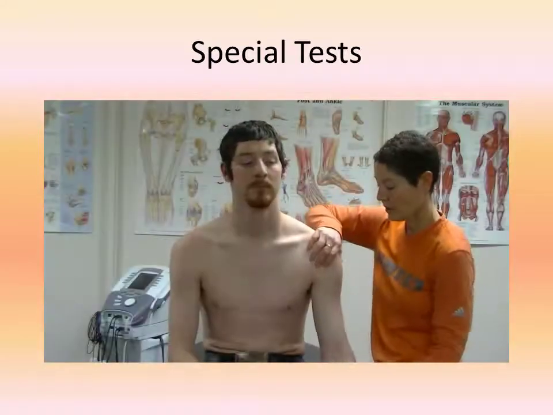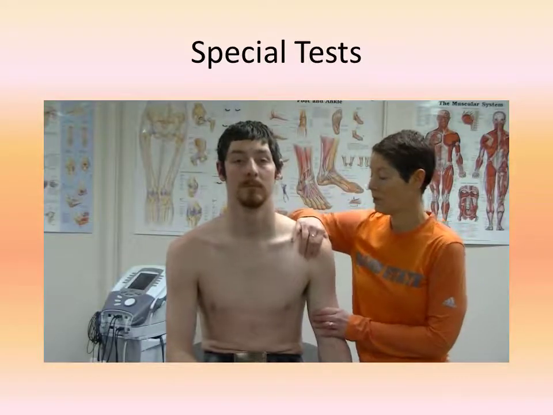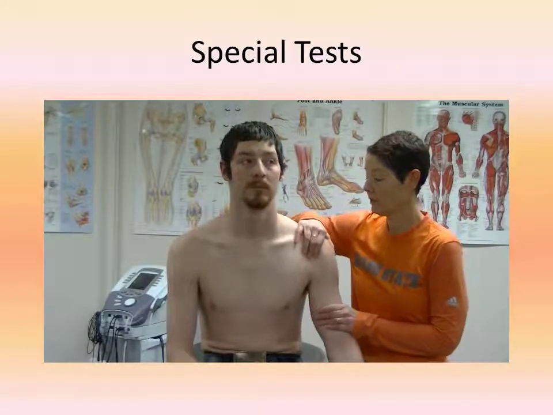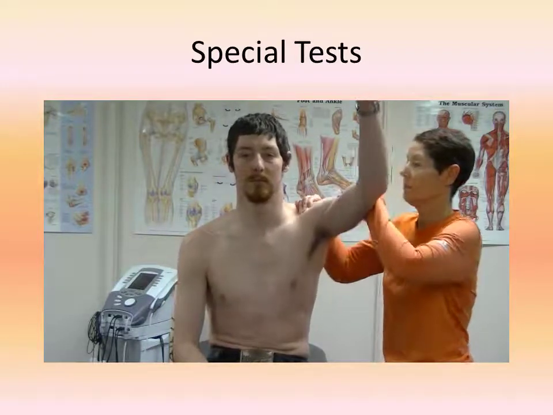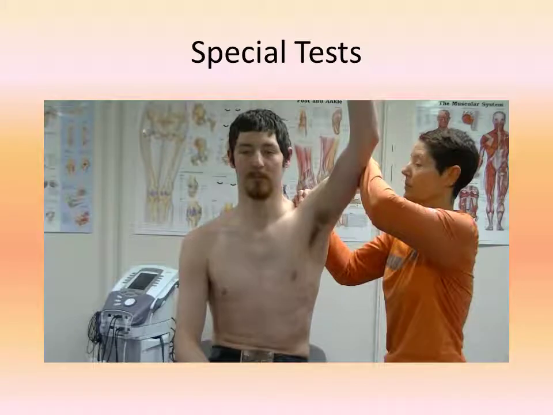As the examiner, you want to place one hand along the volar aspect of the subject's forearm and the other hand on the proximal aspect of the humerus near the area of the bicipital groove. Your job is to resist the subject's attempt to actively flex the humerus forward. A positive finding will be tenderness and/or pain in the bicipital groove.